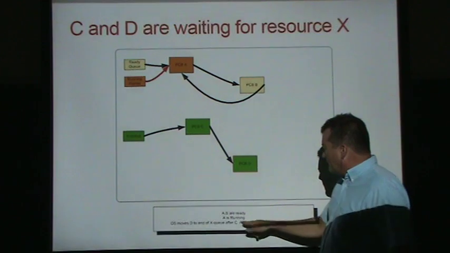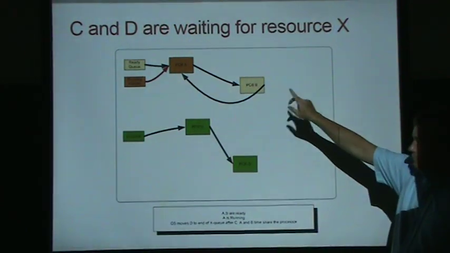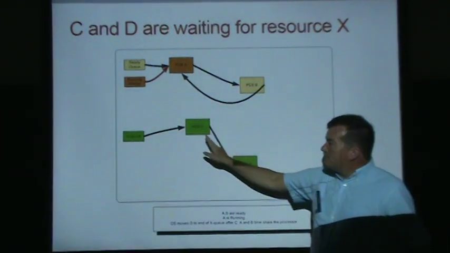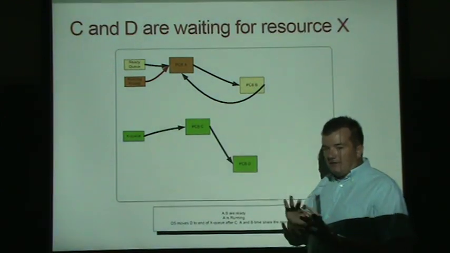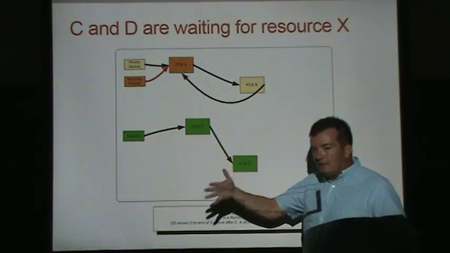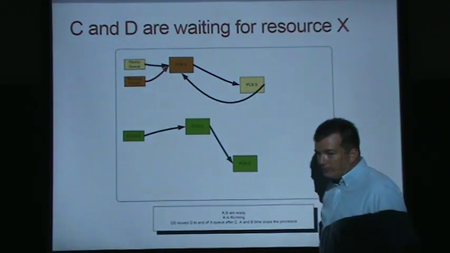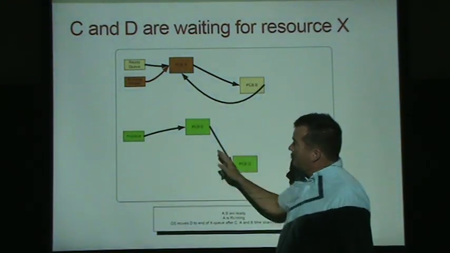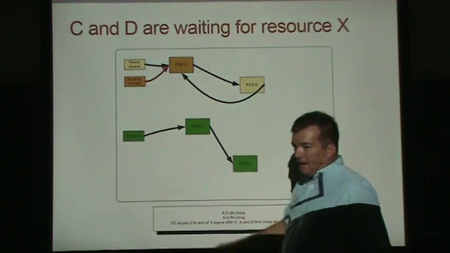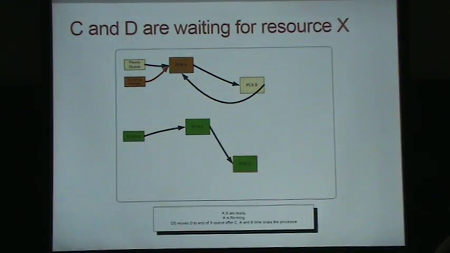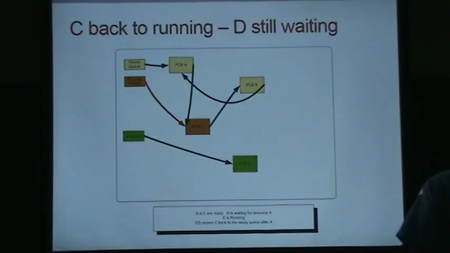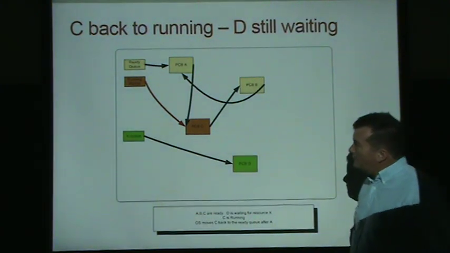Okay, so A and B are now time sharing the processor. What's good is C and D are not spending any time on the processor. There's no point in putting them on there. They need this resource and A is not done with it yet. So we need A to issue that V command to give it up. So C gets back in the ready queue.